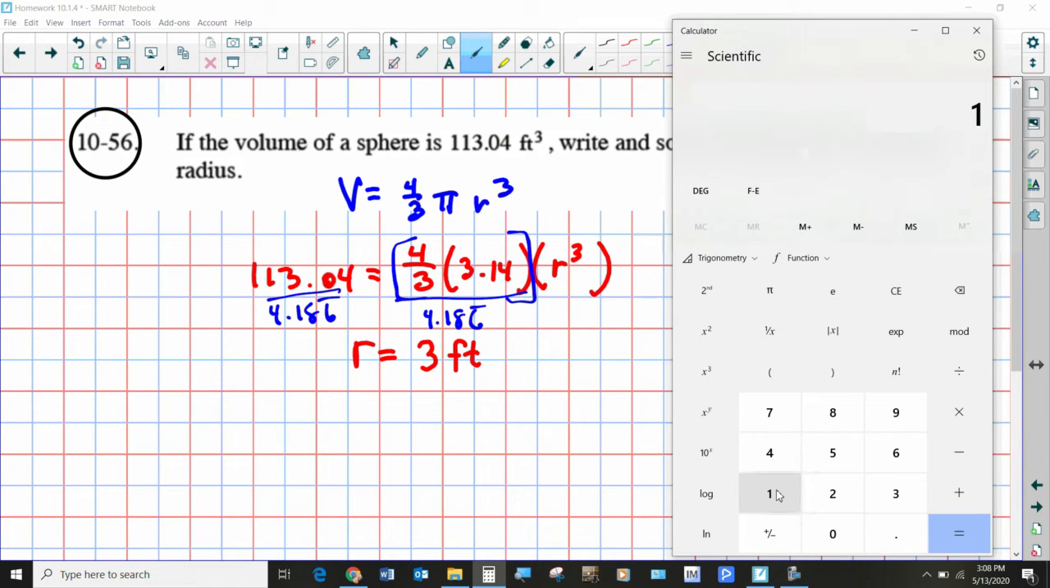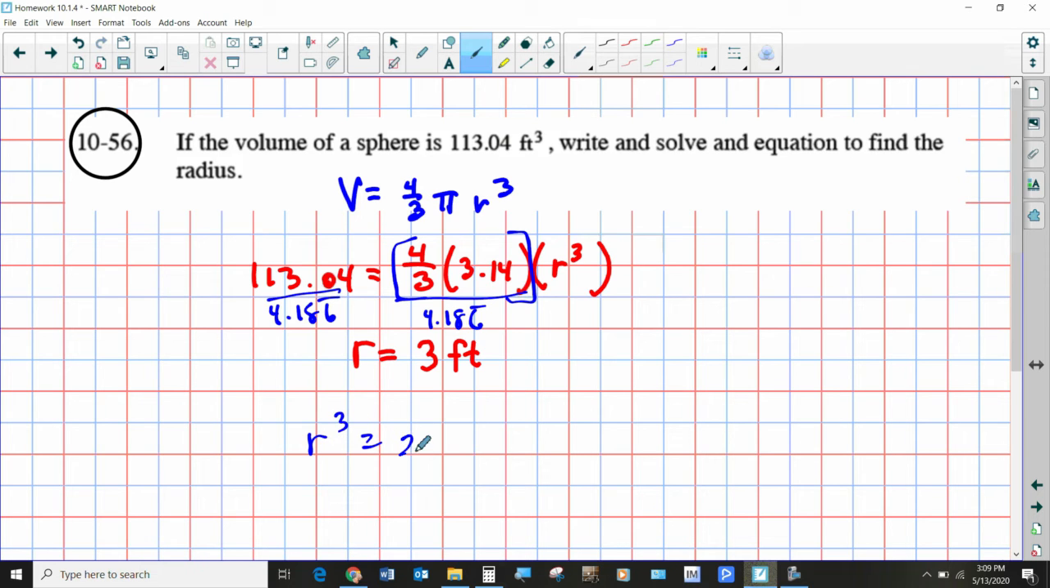So let's try this again. 113 and 4/100 divided by 4.18666. Okay, this should give me 27 for my answer. It does. So that means that R cubed is equal to 27. So the cube root of 27 is going to be whatever number you could repeatedly multiply 3 times to give you 27 for an answer, and that is 3. So this particular sphere with this volume had a radius of 3 feet.